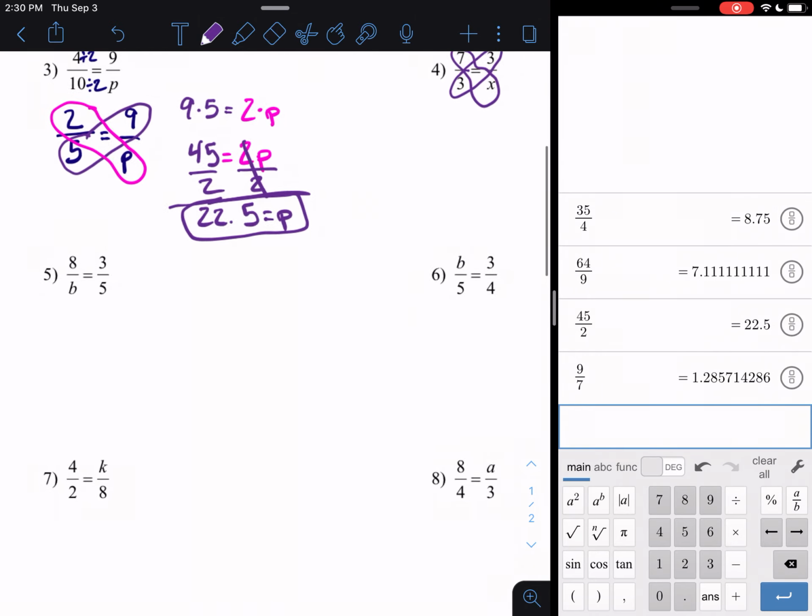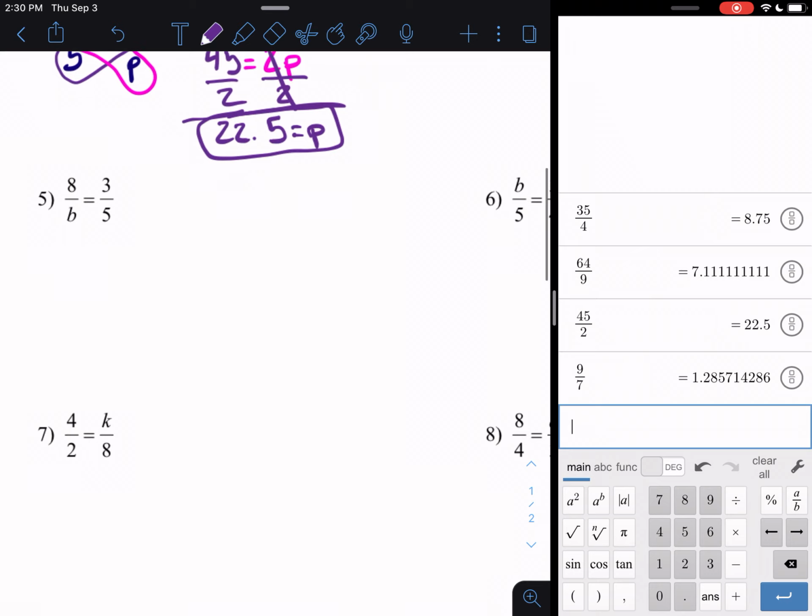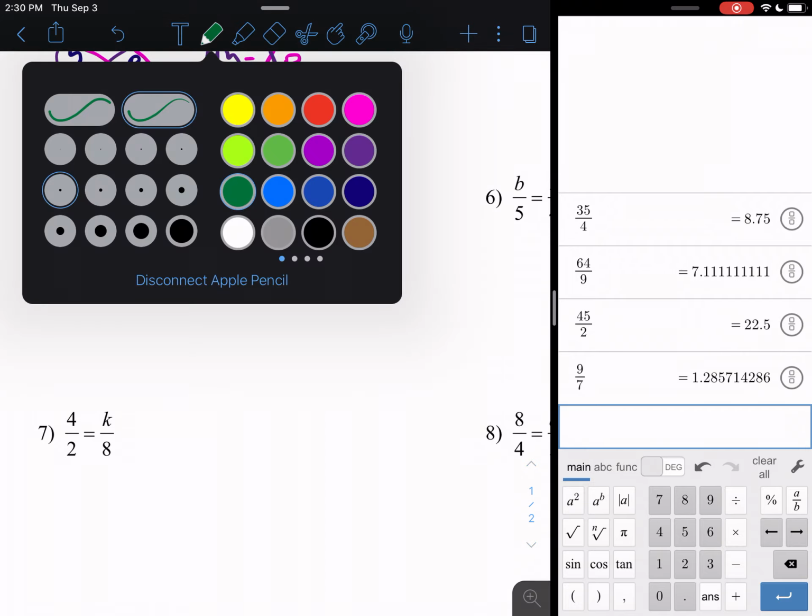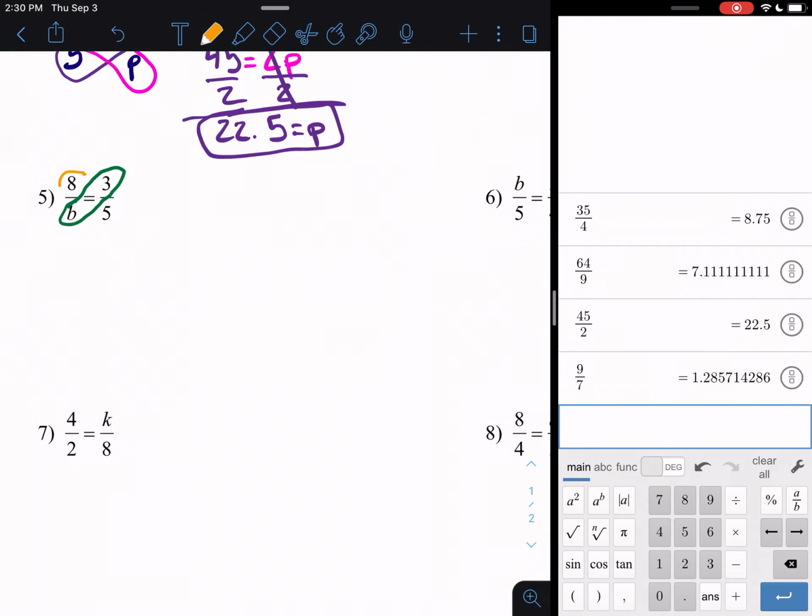Okay, let's do another one. Number 5, nothing to simplify, so let's get going. I'm getting kind of sick of my purple though, so I'm going to switch to green. So I'm going to circle my cross products here. Let's do one where we have the circles again in different colors. So B and 3, and let's go Irish, and then 8 and 5.